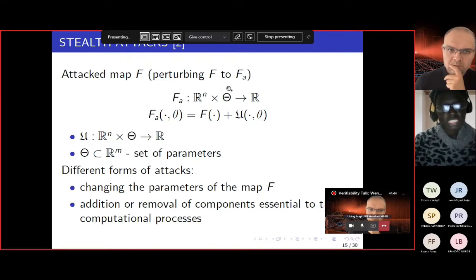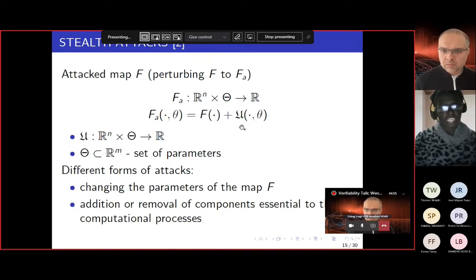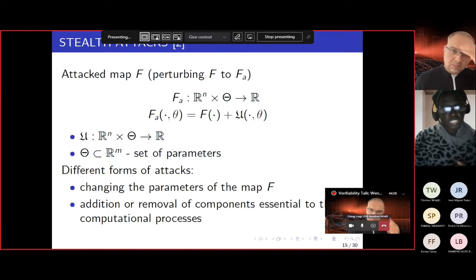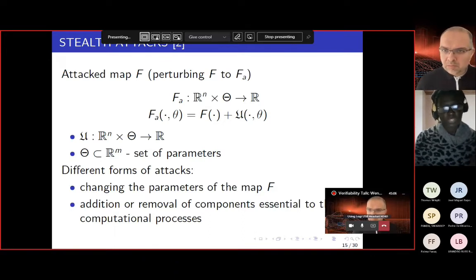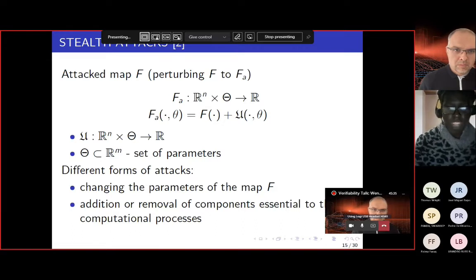So from this, you can see that the attack map, which I've called FA, is just your normal map F plus an adversarial perturbation that you have added into it. And there are different ways to do this form of attack. You can change the parameters of the map F, so you can change the weights or the biases of the map F. That's what I mean by parameters, and this is associated with the weights and biases of a neuron or a group of neurons. Or you can add or remove the components which are essential to the computational processes, which are the neurons themselves. So you can add a neuron or remove a neuron where computational processes are done.